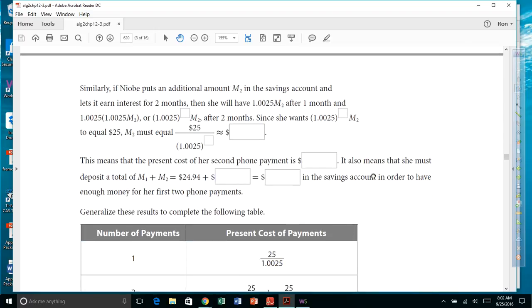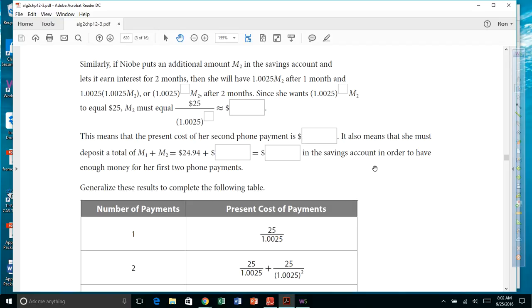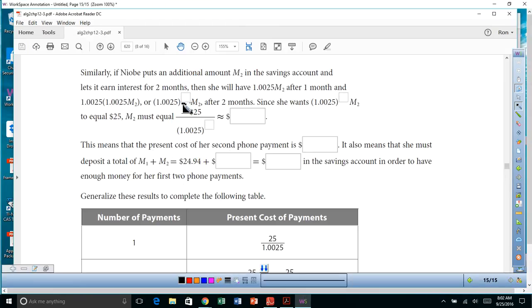Similarly, if Niobe puts an additional amount M2 in the savings account and lets it earn interest for 2 months, then she will have 1.0025 M2 after 1 month, and 1.0025 times 1.0025 M2, or 1.0025 squared M2, after 2 months.